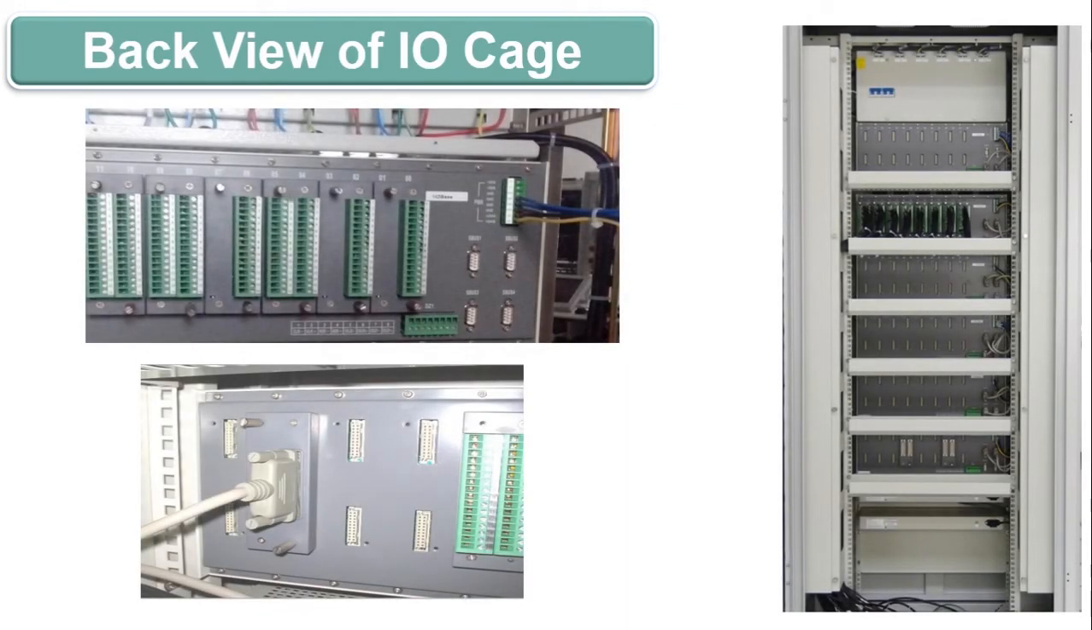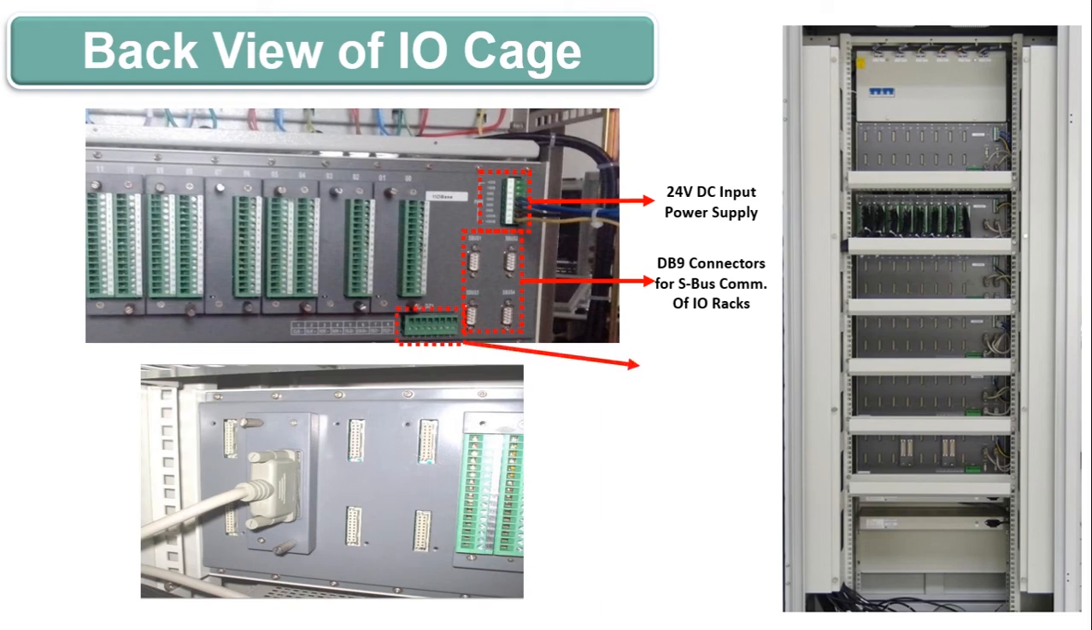As you are seeing the picture, the back view of system cabinet and IO cage looks like this. First of all, you see that there is a power jack coming from the power cabinet. It provides 24 volt DC input power supply to the IO cage. Then we have 4 DB9 connector for S-bus communication of IO rack with controller via data transmission module.